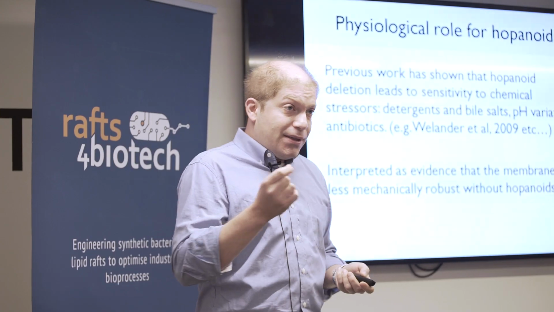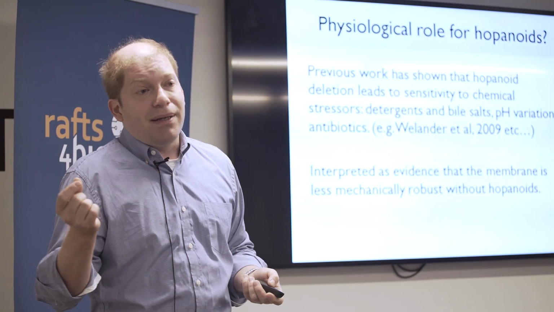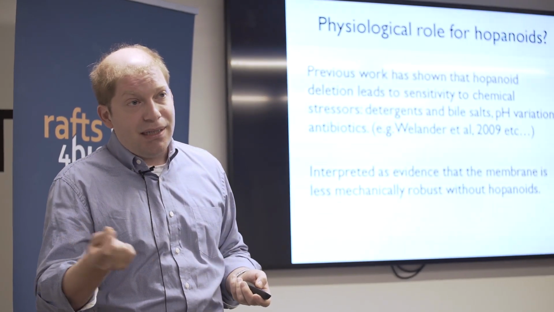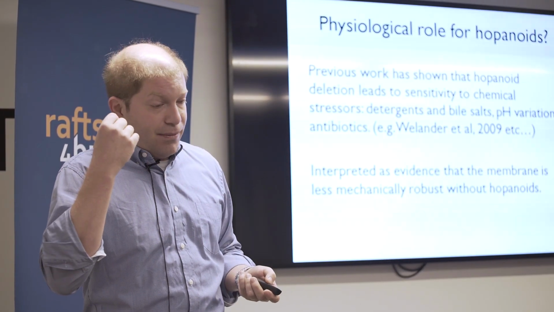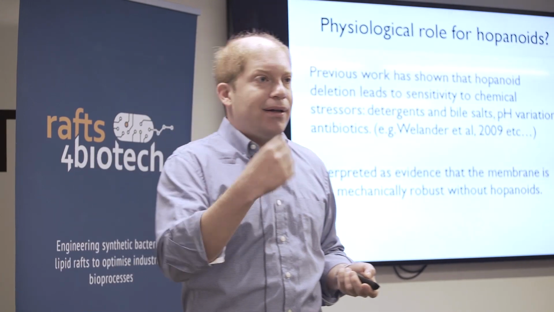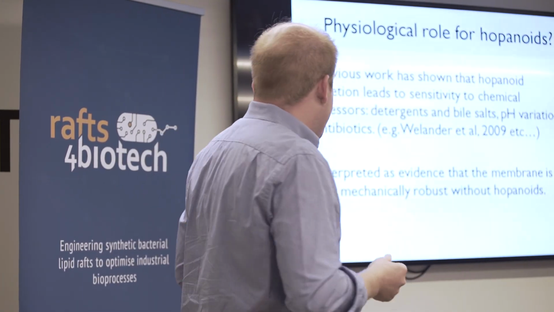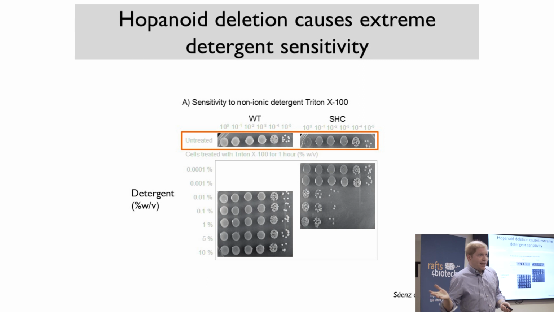But what I was interested in is figuring out if there's something a bit more nuanced about that, if it was something more than just the mechanical rigidity, but maybe there are actual active processes in the cell that rely on a certain lipid order in the outer membrane. So we did all the standard growth assays, and the one that really jumped out was an assay where we tested how sensitive the mutant was to detergent.